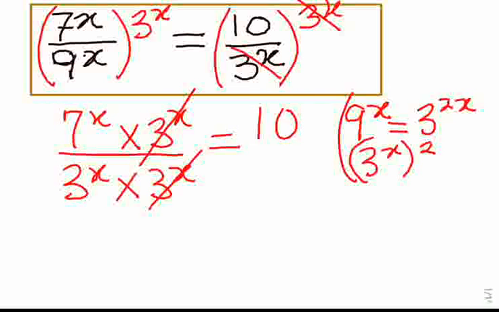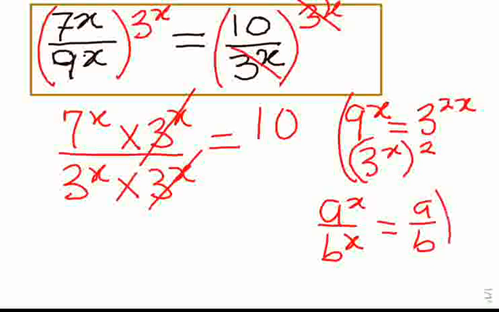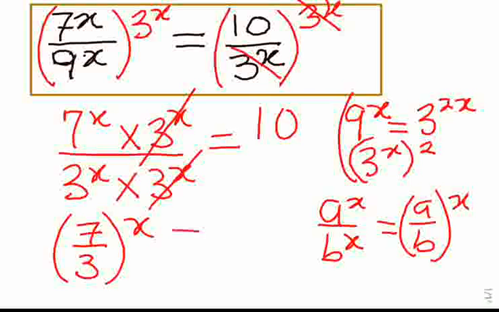Now let's remember this rule. If we have a raised to power x divided by b raised to power x, this is the same thing as what? A over b all raised to power x. Meaning that this power can be factorized out. So applying the same thing here, we're going to have 7 over 3 all raised to power x equals 10.